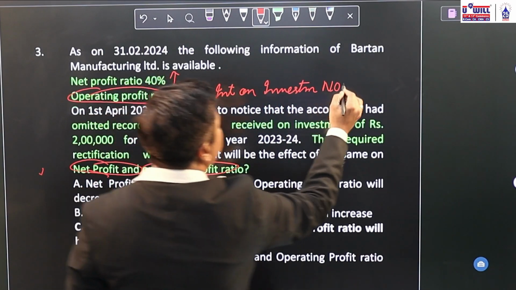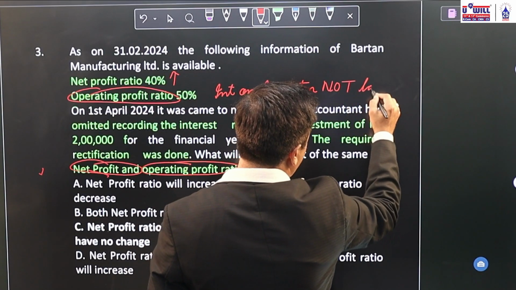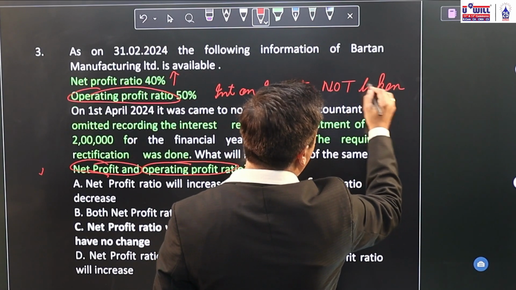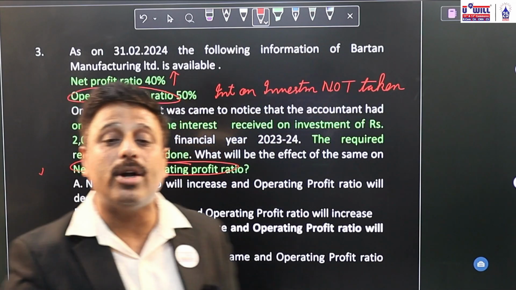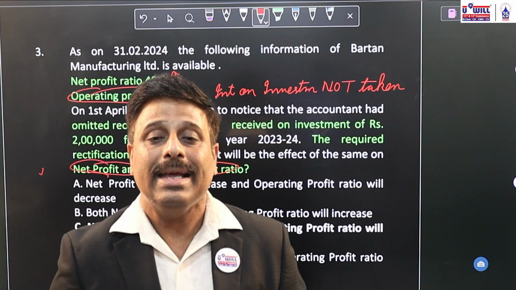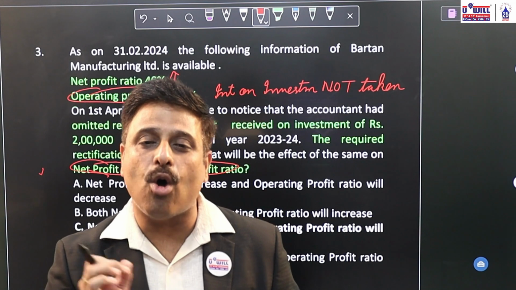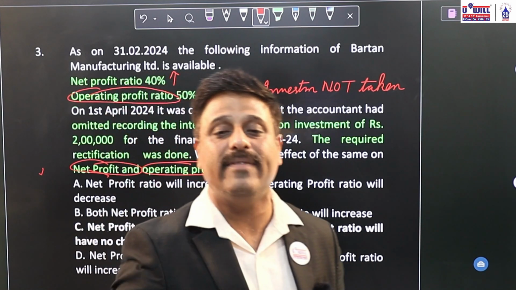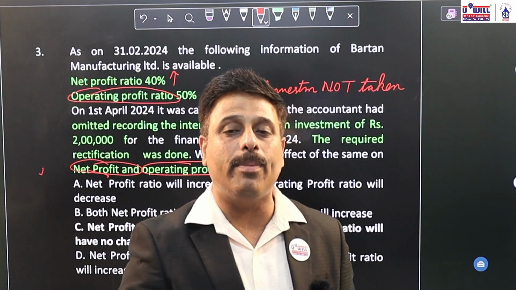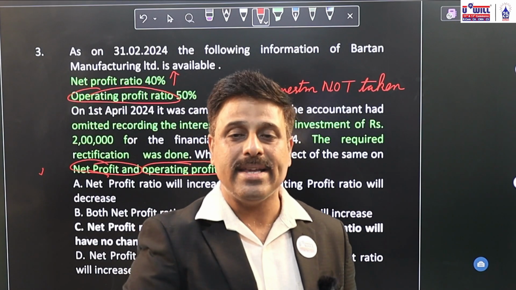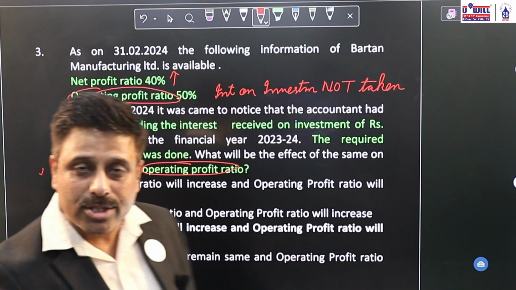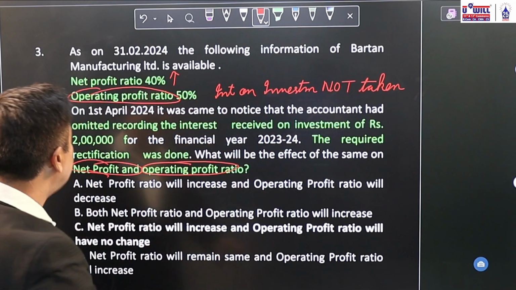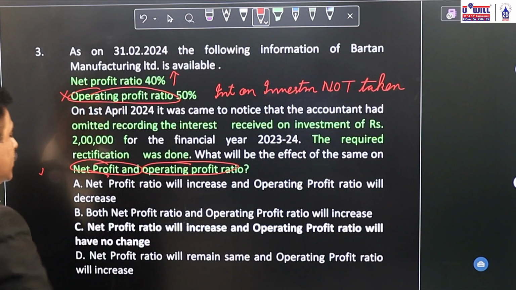Okay, in calculating operating profit ratio, interest on investments is not taken into consideration. Why is it not taken into consideration? Because interest on investment is a non-operating income. Even in the cash flow statement, you have studied, it is said to be investing activities income. So in calculating the operating profits, non-operating incomes and expenses are not taken into consideration. So whether you record it or not, it will have no effect on the operating ratio.